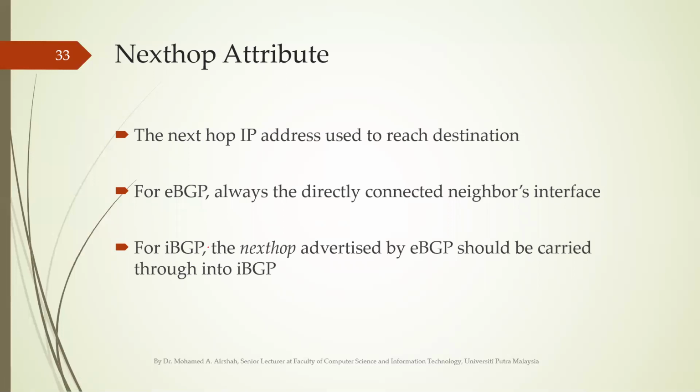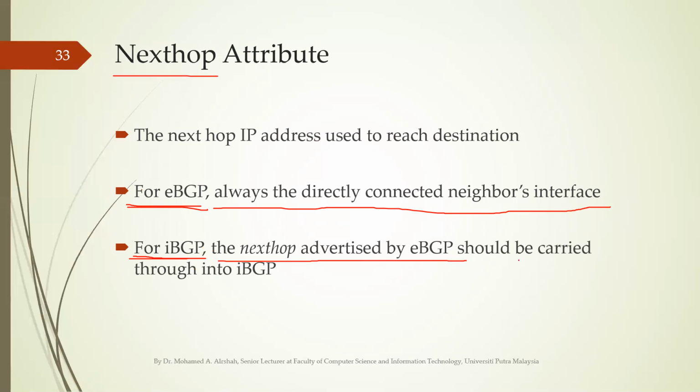For eBGP, the next hop is always the directly connected neighbor's interface. But for iBGP, which is the BGP that can be used inside the autonomous system, the next hop advertised by eBGP should be carried through into iBGP.